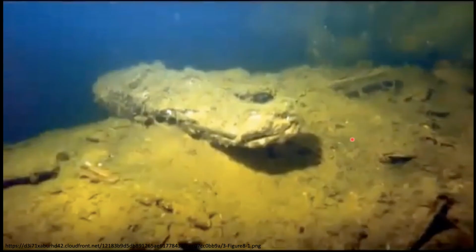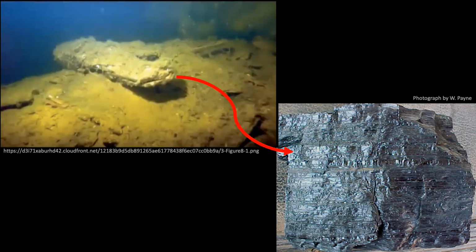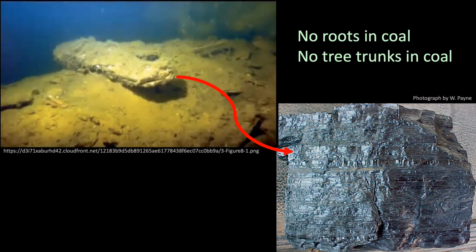Here we see a piece of tree bark laying on the bottom, and this bark is now stacked up about a meter thick on the bottom of Spirit Lake. So this bark forms these horizontal layers that would match what we see in coal seams. There's no roots in the coal, no tree trunks in the coal. It's just bark, bark, bark stacked up. So that checks out.